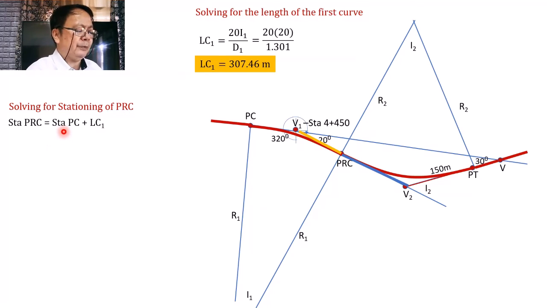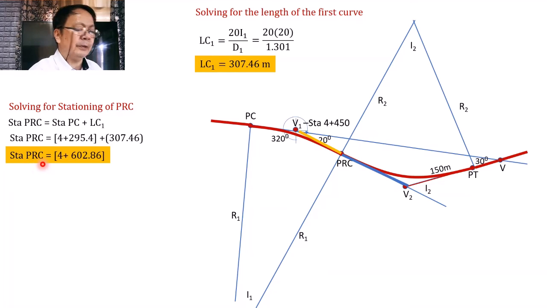If this will be substituted, we shall have here a value of 4 plus 295.4 plus this length of 307.46, giving us a value of the PRC, which is equal to 4 plus 602.686. Okay, that is the stationing of the PRC.